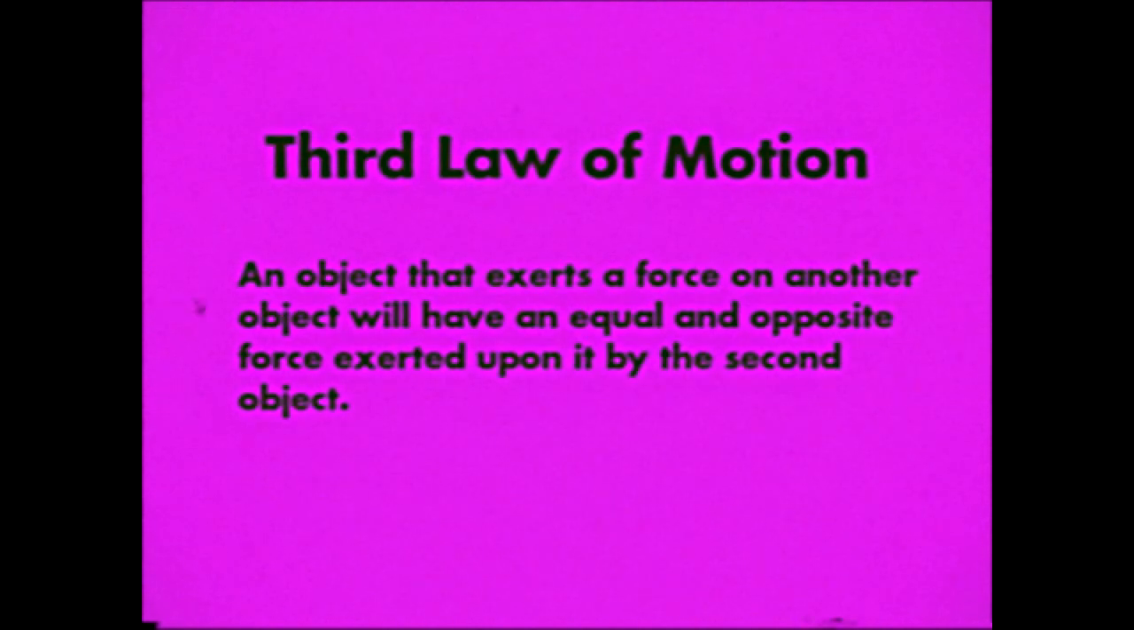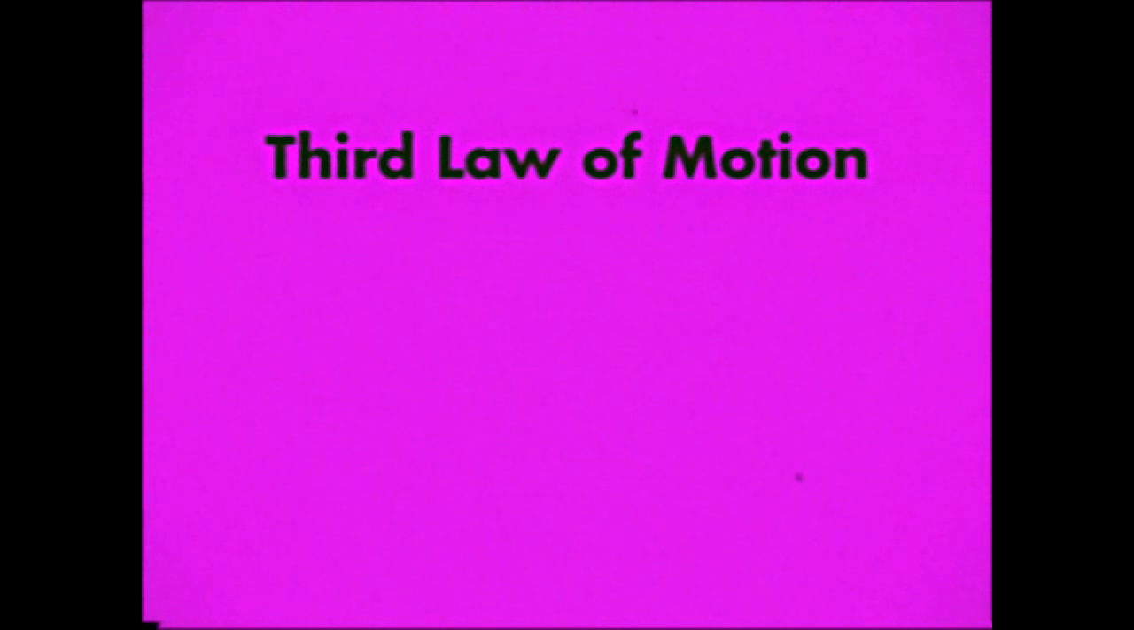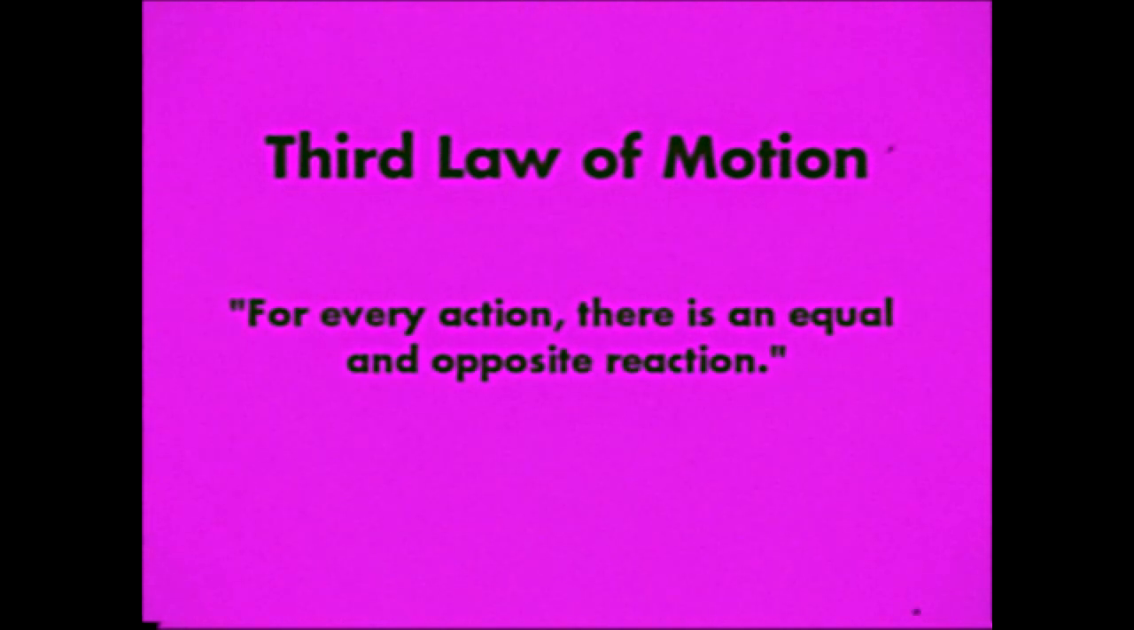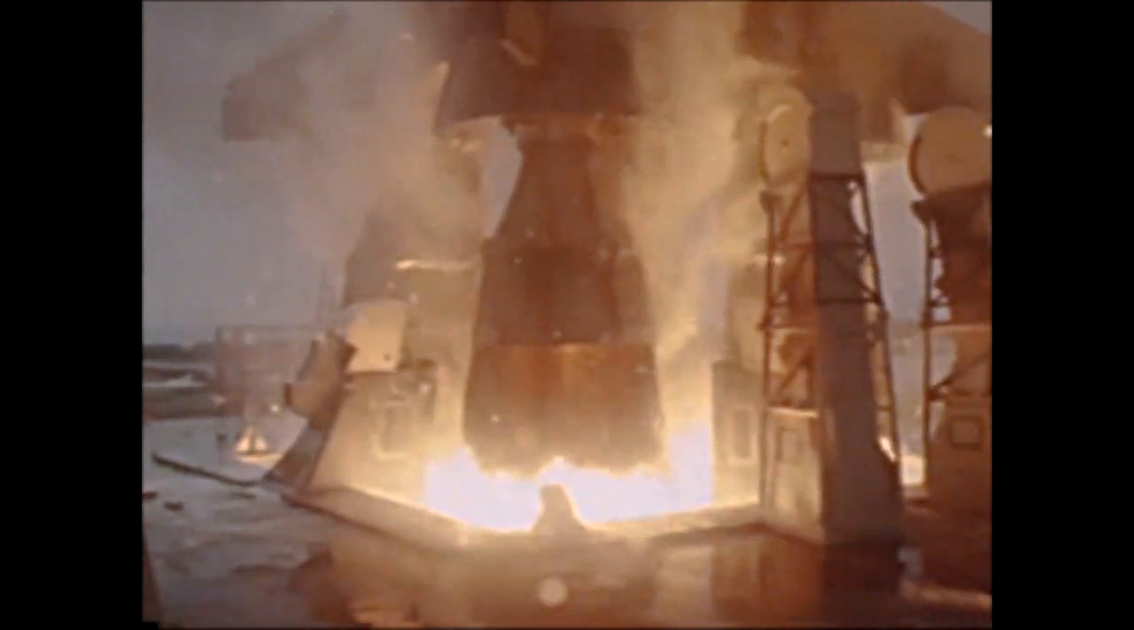The third law of motion states that an object that exerts a force on another object will have an equal and opposite force exerted upon it by the second object. In other words, for every action, there is an equal and opposite reaction. In a rocket launch, for example, the rocket's thrust is the reaction generated from the action of expelled exhaust caused by the combustion of fuel.